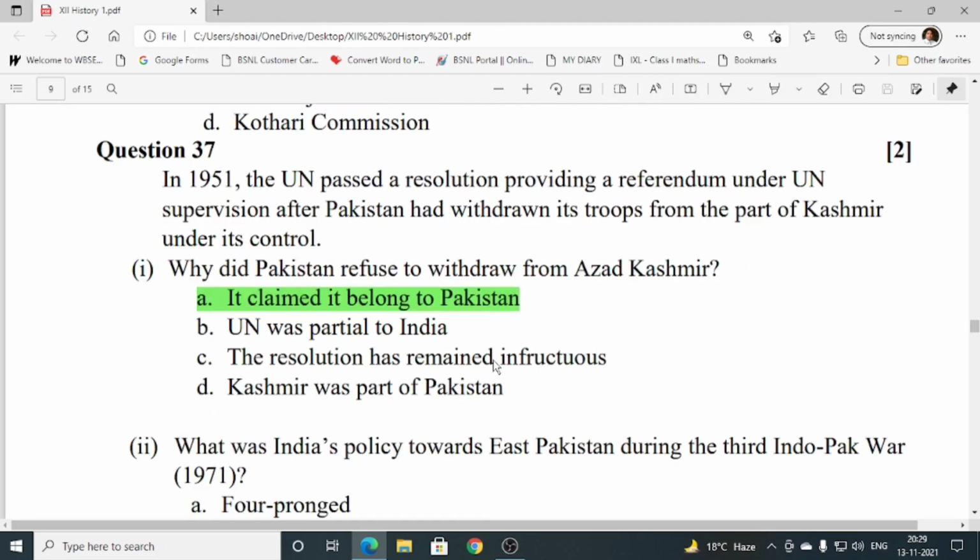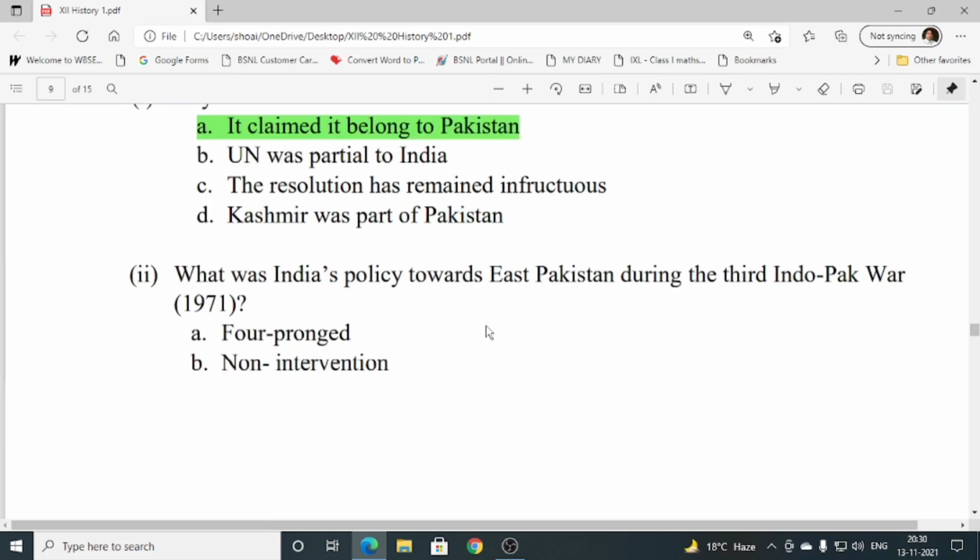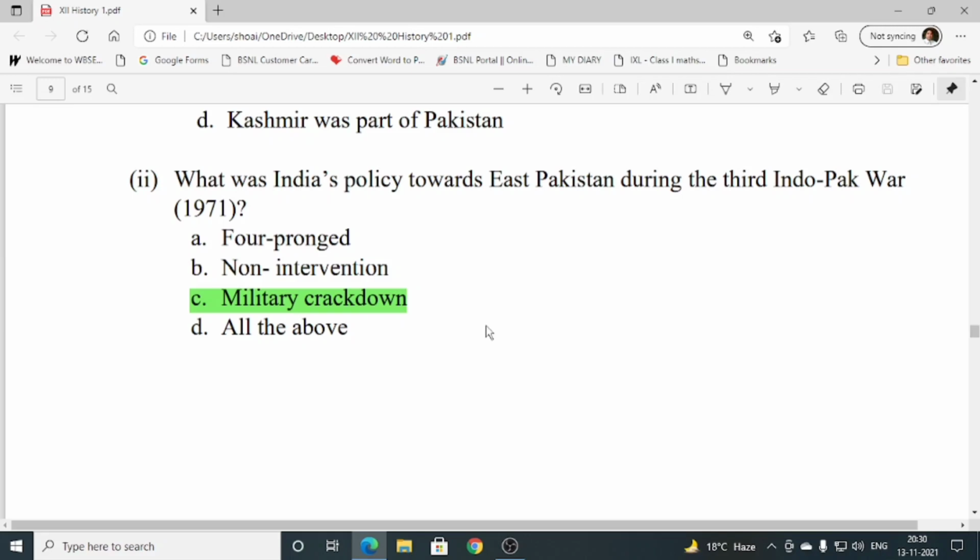Now let us move on to number 37. In 1951, the UN passed a resolution providing for a referendum under UN supervision after Pakistan had withdrawn its troops from the part of Kashmir under its control. So the question is, why did Pakistan refuse to withdraw from Azad Kashmir? Accordingly, it claimed it belonged to Pakistan. A. Okay. What was India's policy towards East Pakistan during the Third Indo-Pak War in 1971? Military crackdown. Definitely they decided to help East Pakistan for their liberation. So military crackdown is correct.